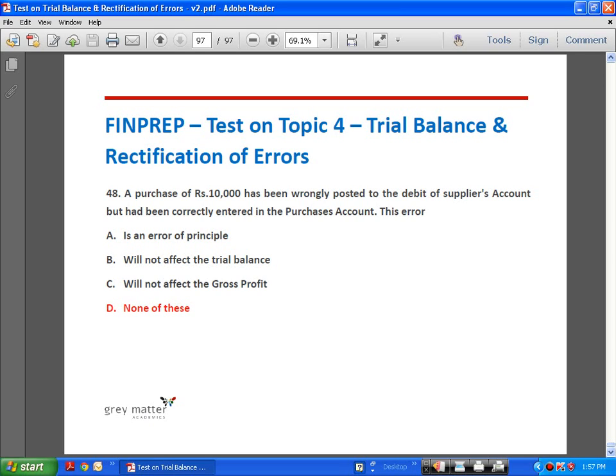I think we should change the option C. It should be will affect the gross profit. That's wrong because this will not affect the gross profit because it has been correctly entered in the purchases account, and so the answer is D, none of the above.